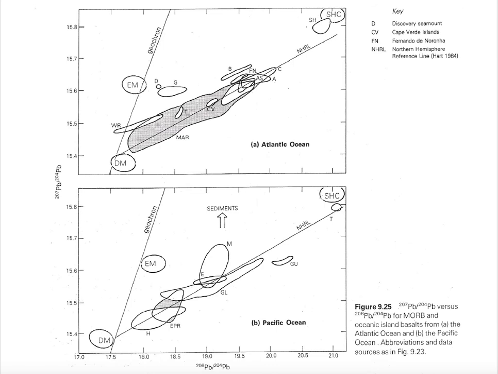So then number A, we have the Atlantic Ocean here again. And here we have again the depleted mantle, the enriched mantle, and the St. Helena component. But we are using now on the x-axis the 206 lead to 204 lead, and on the y-axis the 207 to 204 lead.